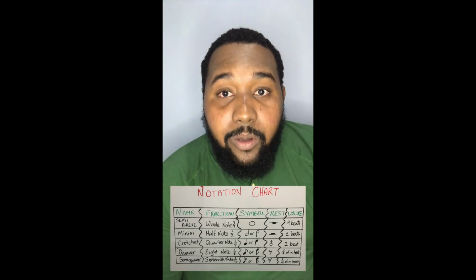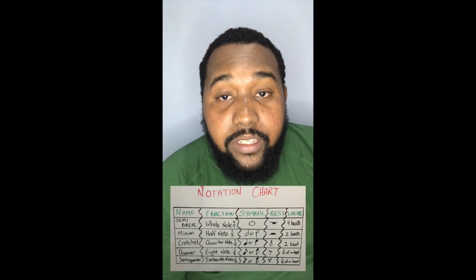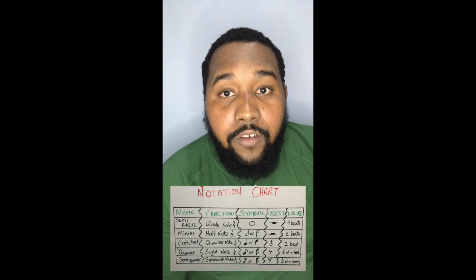The semiquaver or 1/16th note looks just like the quaver, however we have an additional flag or hook attached to the stem. The rest also looks the same, however there's an additional line underneath that initial top line. And the value for the semiquaver is 1/4 of a beat.